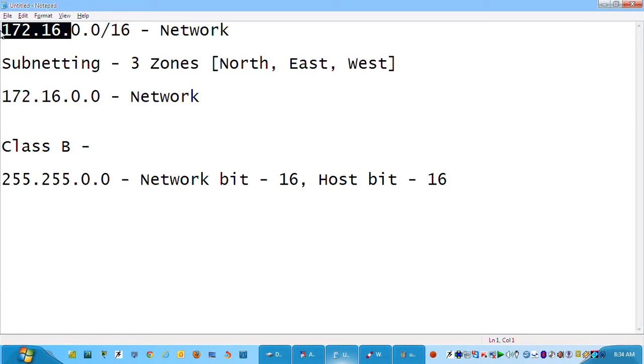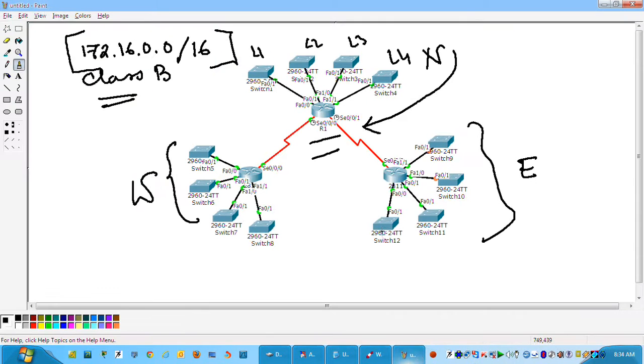Now first I have to create 3 subnets. We cannot create exactly 3 because it is all powers of 2. So in this case, I have to create 3 subnets, but I cannot use 2 to the power 2 equal to 4 as 3; I have to create 4 subnets. So if I want to create 4 subnets, I have to borrow 2 bits. That's the rule. I have to borrow 2 bits.